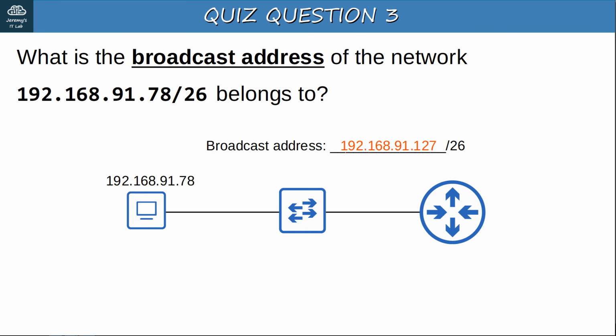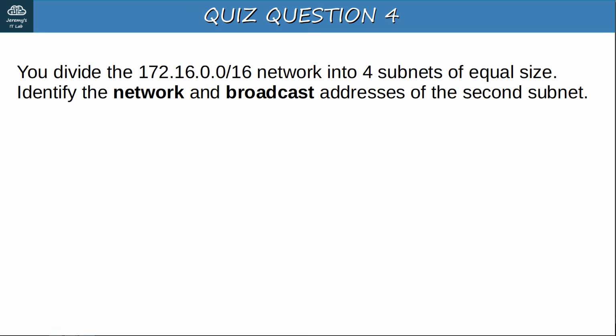So, the answer for question 3 is 192.168.91.127. That's the broadcast address for this network. Let's check the answer for question 4. You divide the network 172.16.0.0/16 into 4 subnets of equal size. Identify the network and broadcast addresses of the second subnet.